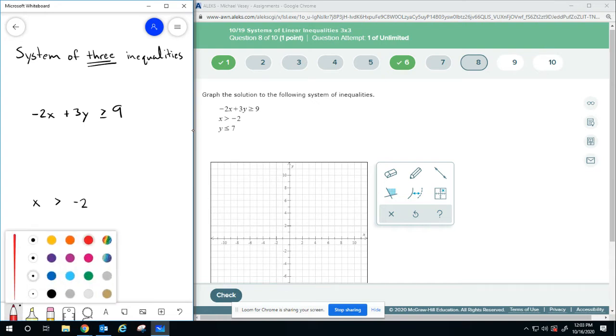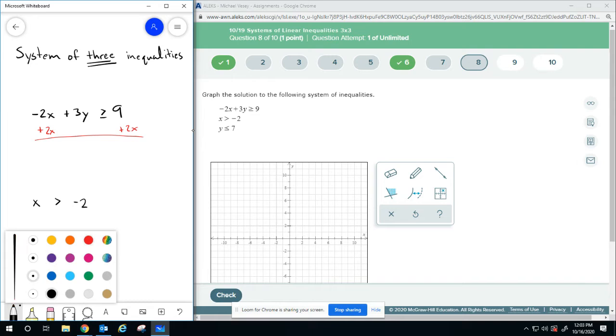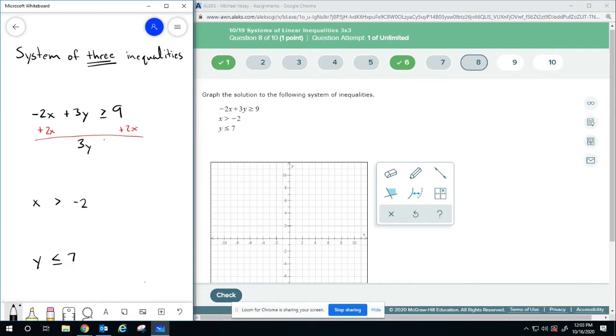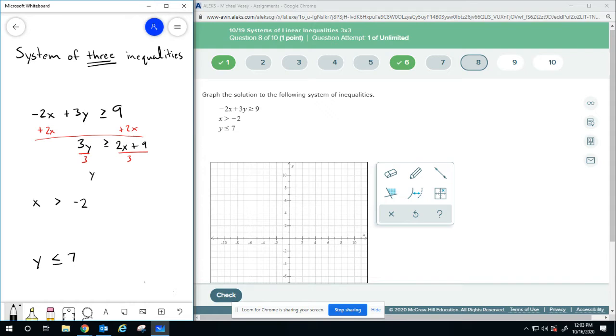Let's start with the first one. First, let's remove the -2x from the left-hand side. That gives me 3y is greater than or equal to 2x plus 9. Then I'm going to divide by 3, since that's the coefficient of y. And that gives me y is greater than or equal to 2/3 x plus 3. Now I'm going to graph that before I graph the other ones.